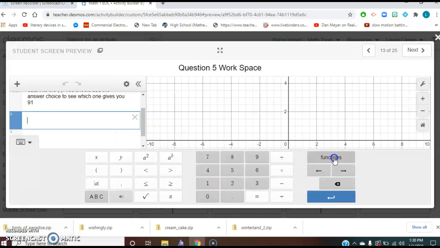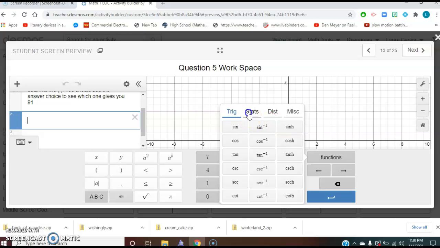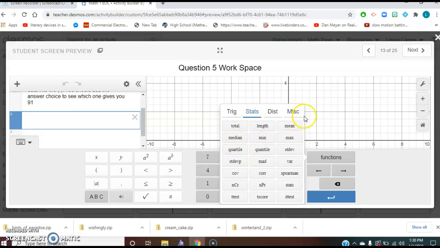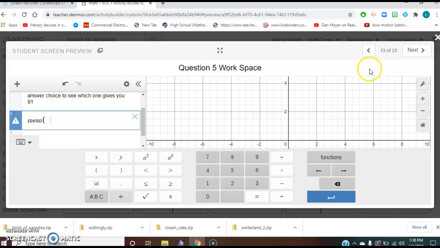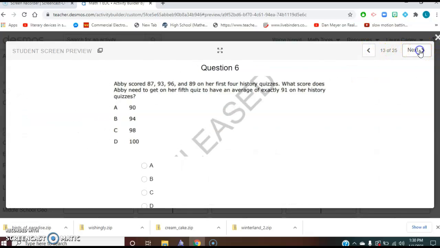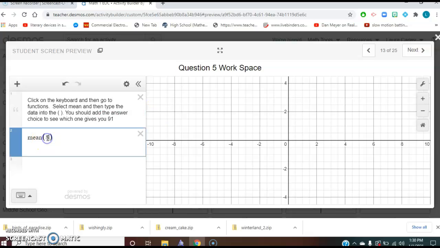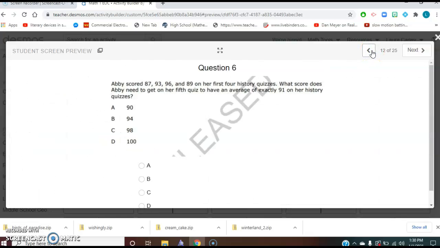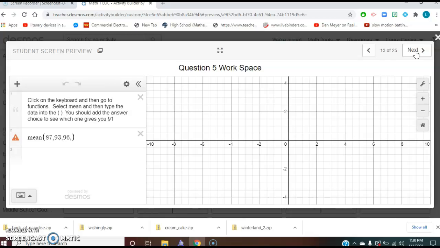So keyboard, functions, go to stats and go to mean. Mean and average mean the same thing. I already forgot all of her grades. 87, 93, 96, and an 89. And then our answer choices, we're looking for the answer choice that gives us an average of 91.